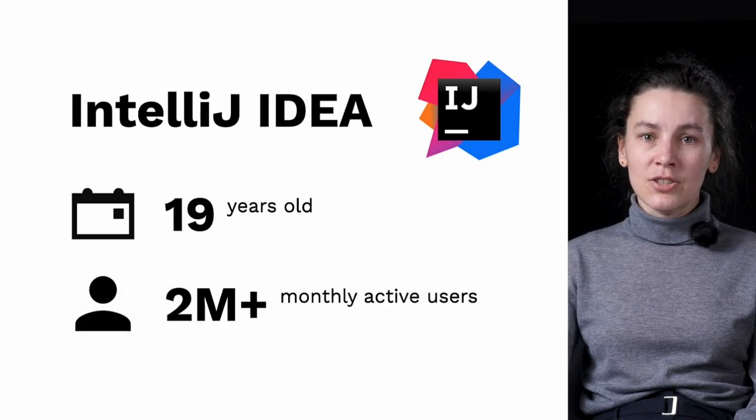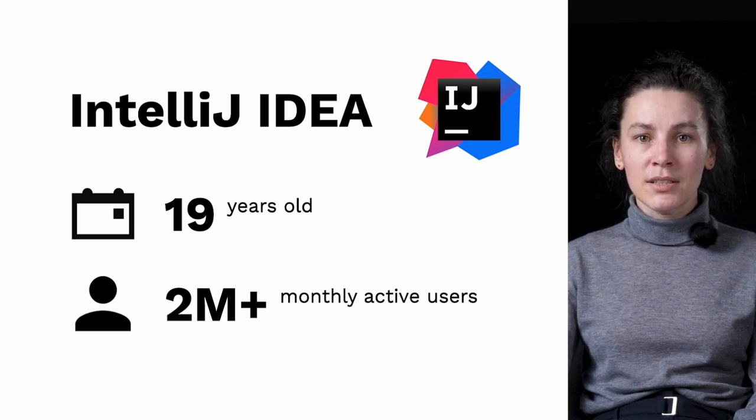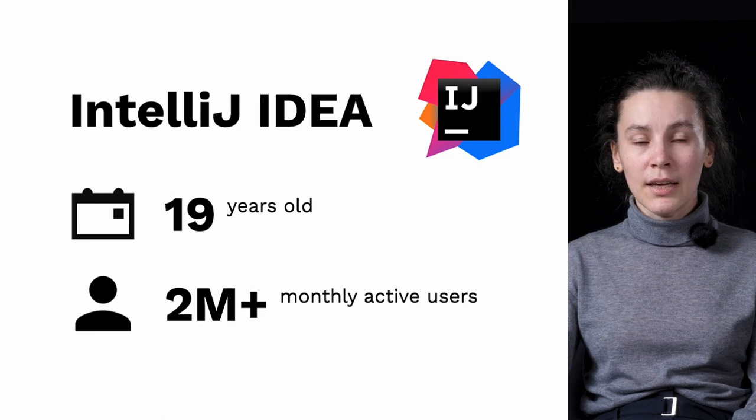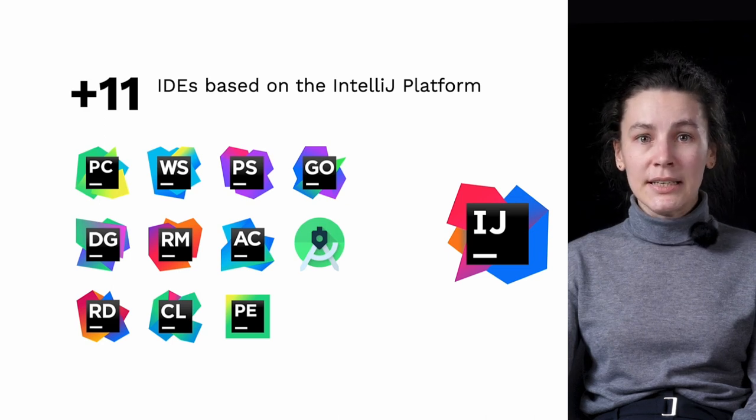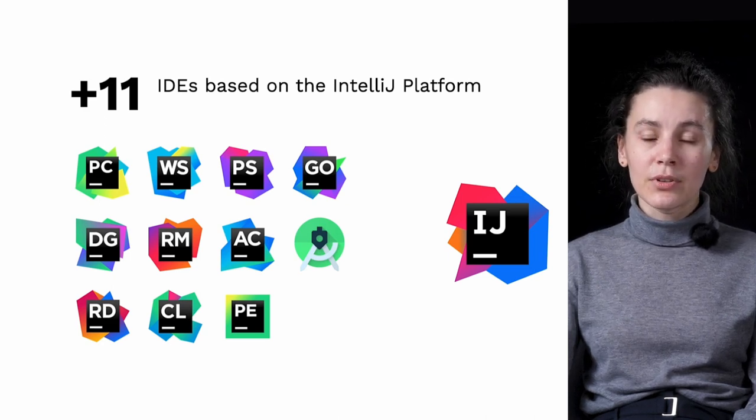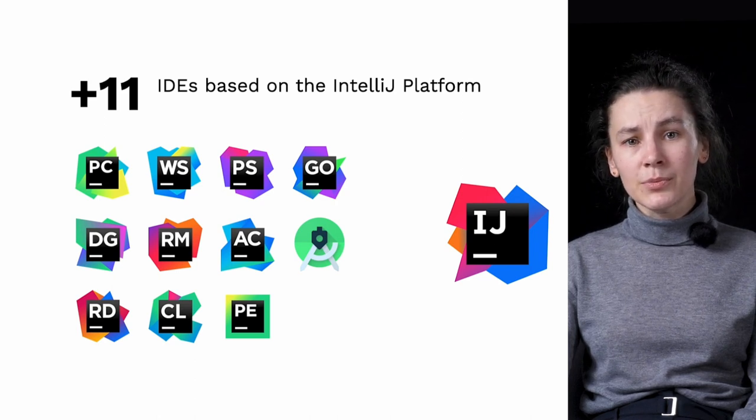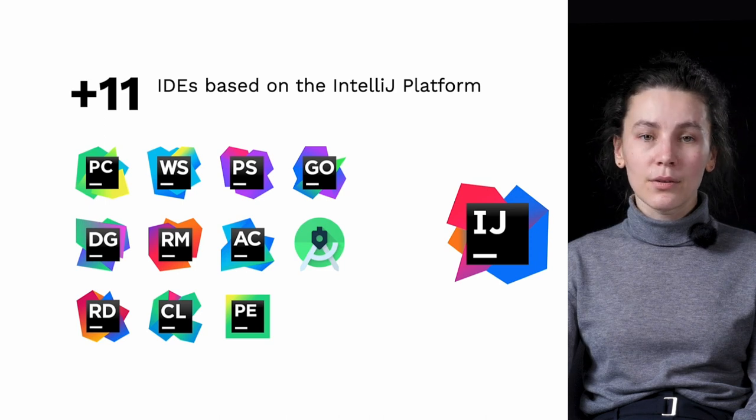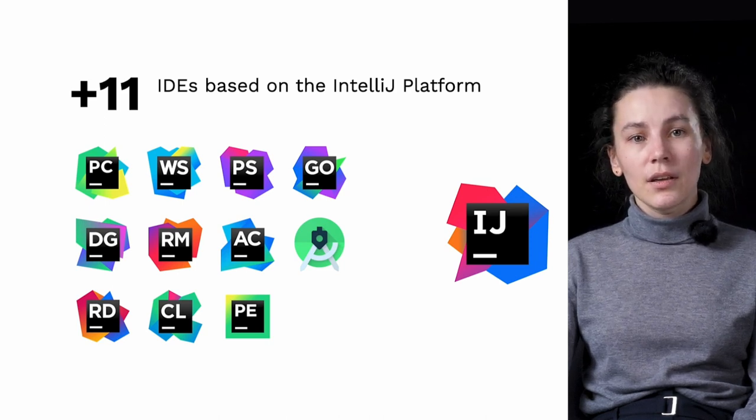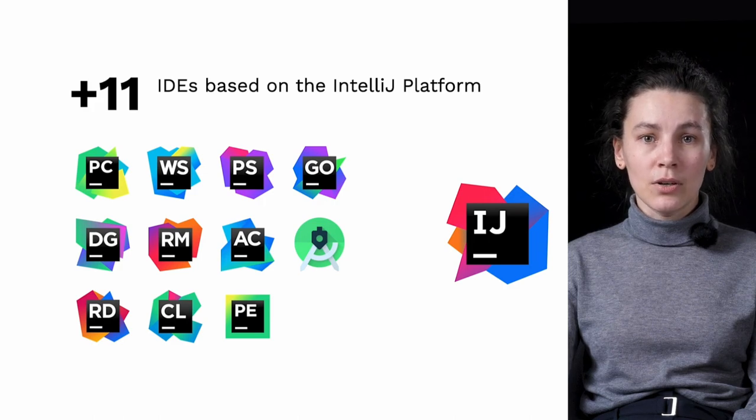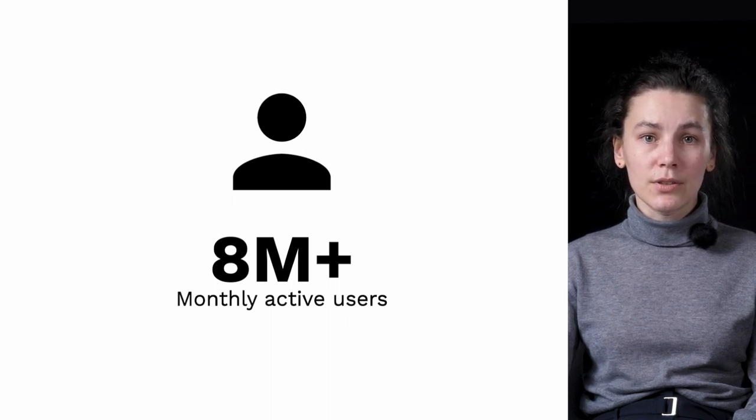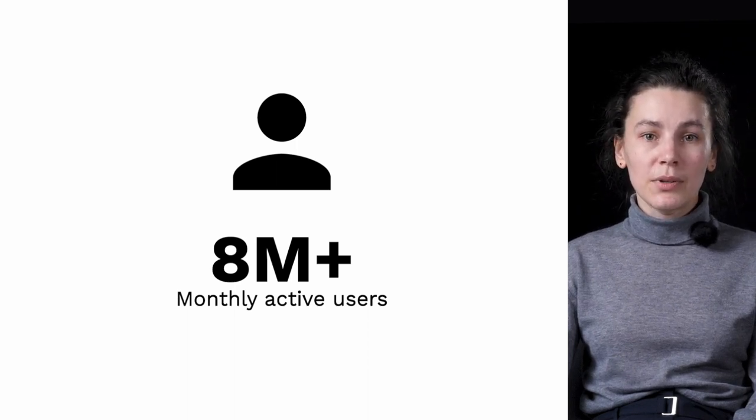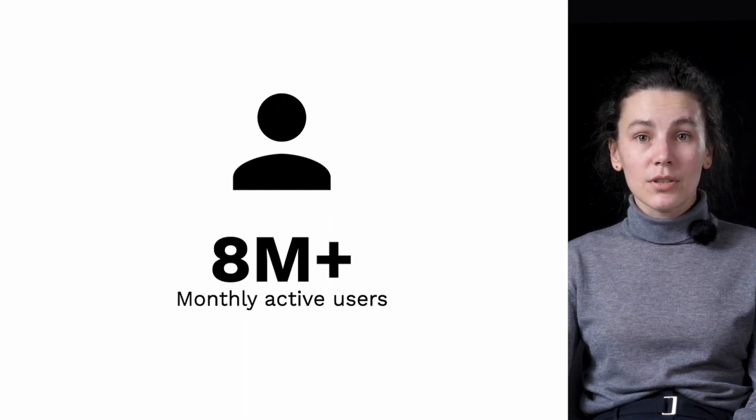Well, this is IntelliJ IDEA. An IDE for Java, which is 19 years old and has more than 2 million monthly active users. And it's not just an IDE for Java, but also a platform for 11 more IDEs, which are designed for different programming languages, such as Python, Ruby, PHP, and others. Even Google created their Android Studio based on our platform, which is really great, and also sums up to more than 8 million active users every month. So, 8 million users each month use our platform as their main professional tool, and use it every day.